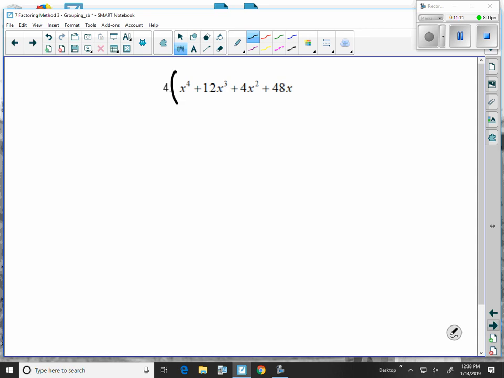All right, group those first two terms and group those second two terms. What's common in our first set? I meant cube. X cubed. Good. What happens when I take x cubed out of x to the 4th? I have an x left. What about when I pull an x cubed out of 12x cubed? Just positive 12.